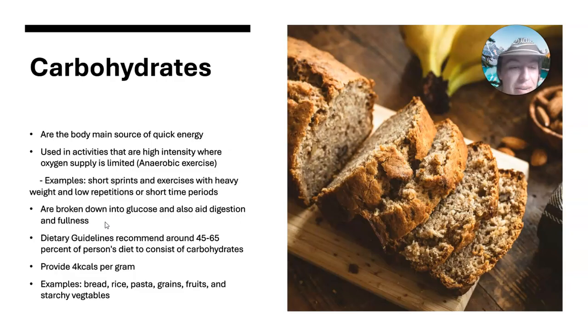Dietary guidelines recommend around 45 to 65% of a person's diet to consist of carbohydrates, and they provide 4 kcals per gram. Well, what, you may ask, is a kcal? They're what we use for nutrition labels. Each kcal equals 1,000 regular calories, so instead of just using regular calories, we use kcals.